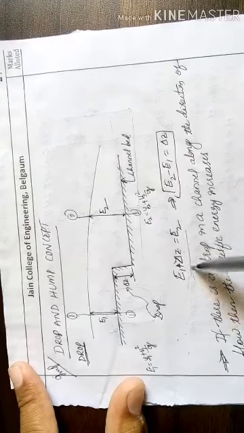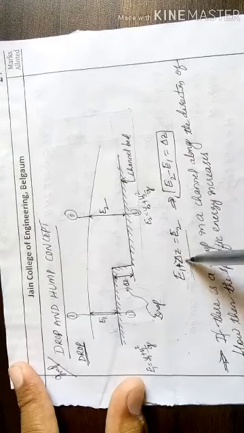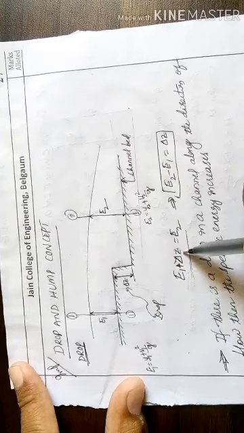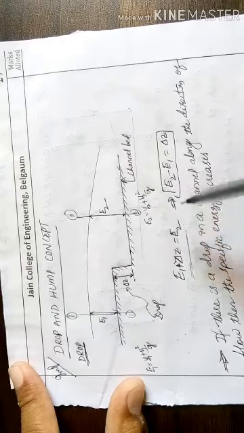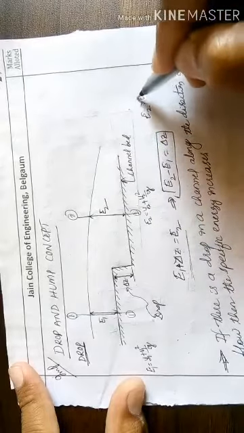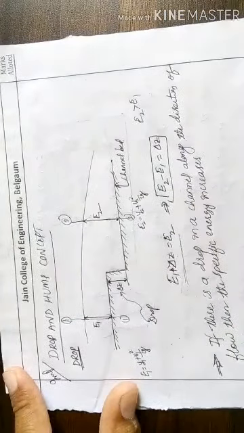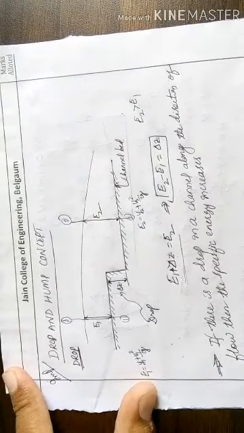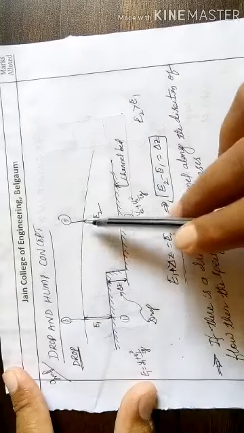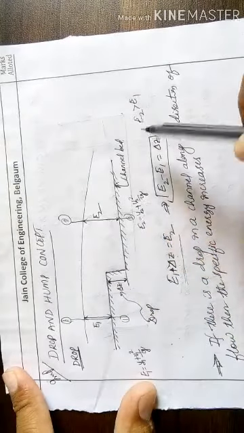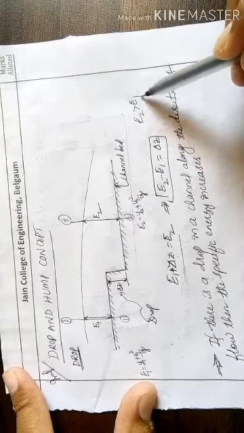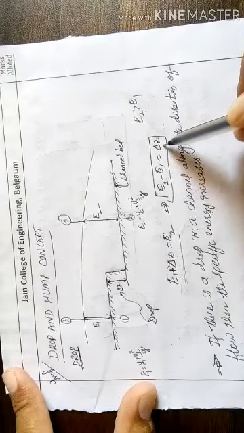I hope you understood this one. E1 plus delta Z, where delta Z is the drop in a channel, is nothing but E2. It means E2 is greater than E1. Energy at section 2 is greater than energy at section 1. Because of the presence of the drop, the energy increases at section 2, so the specific energy increases. So E2 is greater than E1, hence E2 minus E1 will be delta Z.